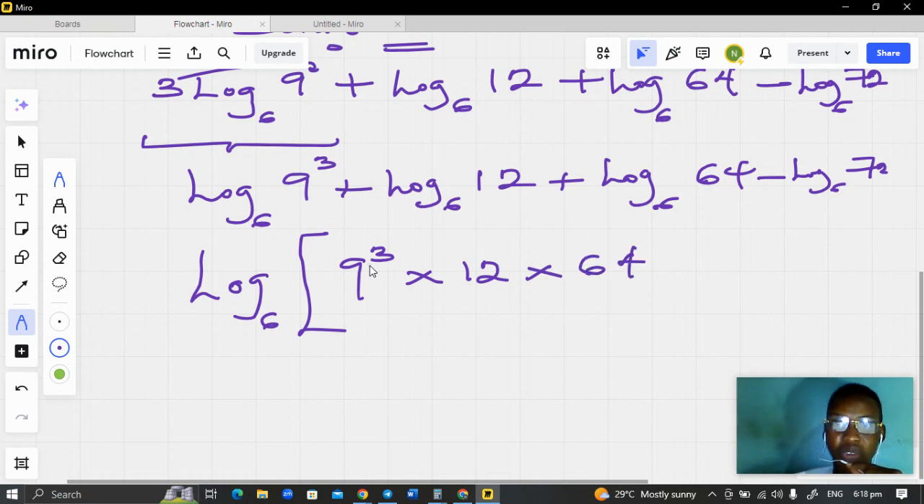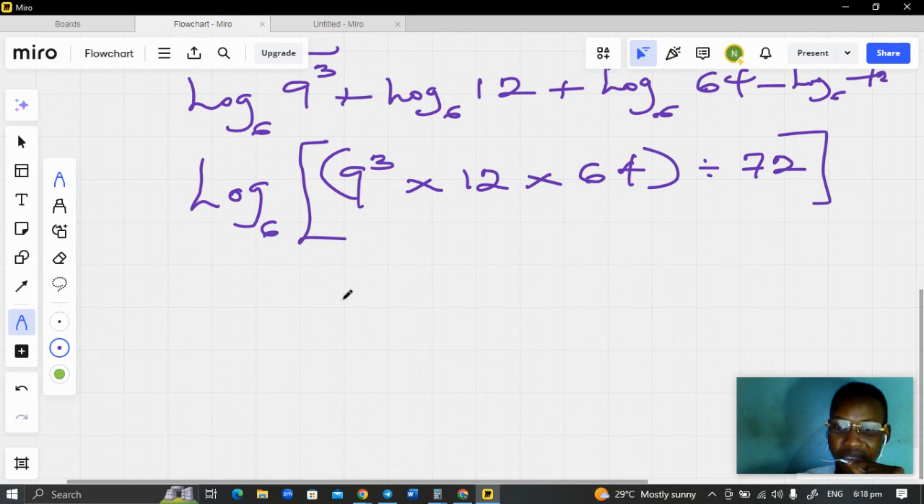And then finally, whatever you have as your final result, minus 72 means once you apply the subtraction law of logarithm, it becomes division, divided by what? 72. So trivially, we just need to put this in our calculator, and then we get our final result.